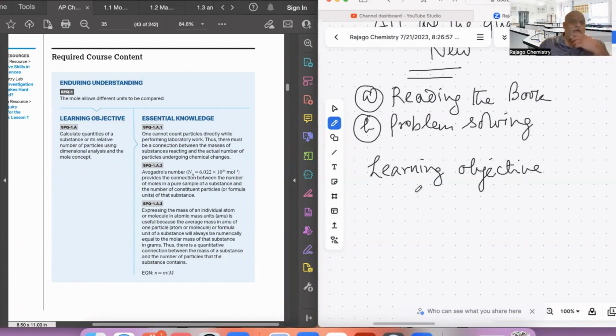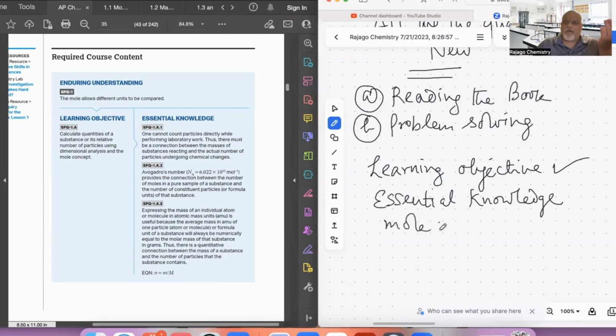Calculate quantities of a substance or its relative number of particles using dimensional analysis and the mole concept. So the objective is that students must know how to calculate quantities. Everybody knows the learning objective. But the essential knowledge is what the students are going to learn in school: what is a mole, what is the Avogadro number, and how to do problems based on this. Number of moles is equal to given mass over molar mass, all those things.